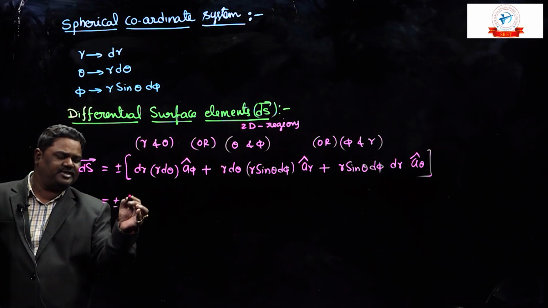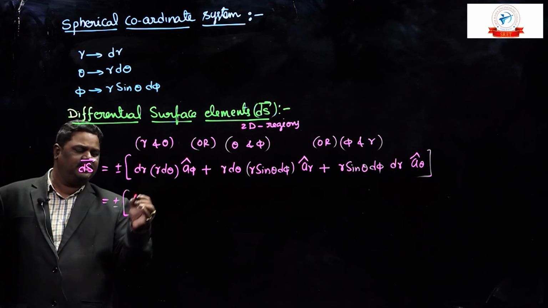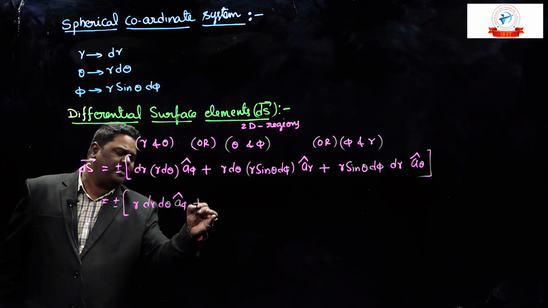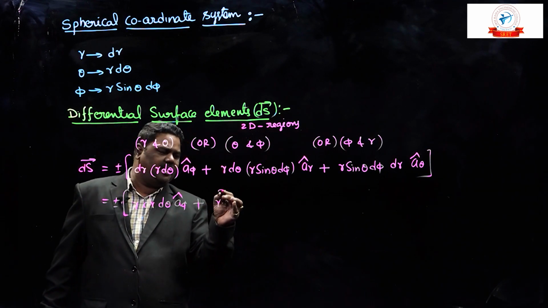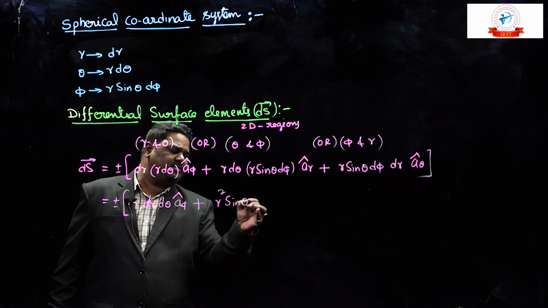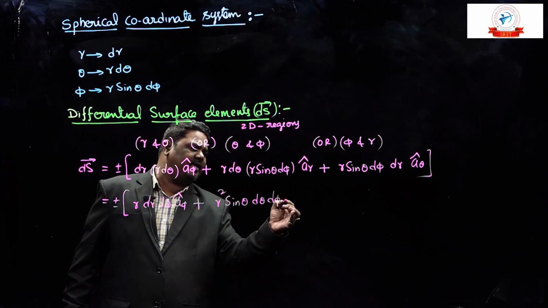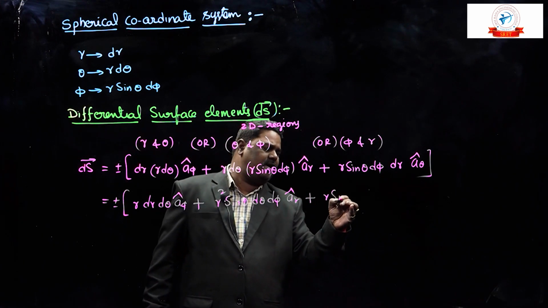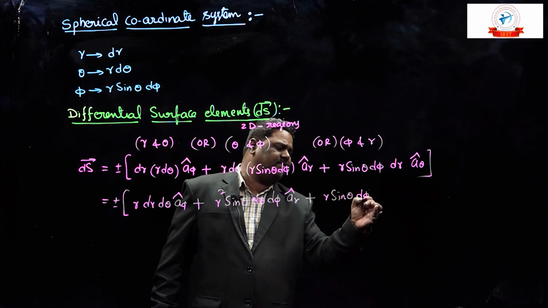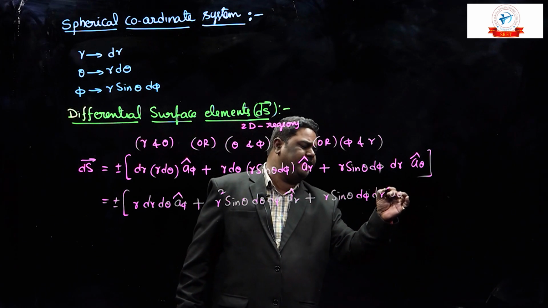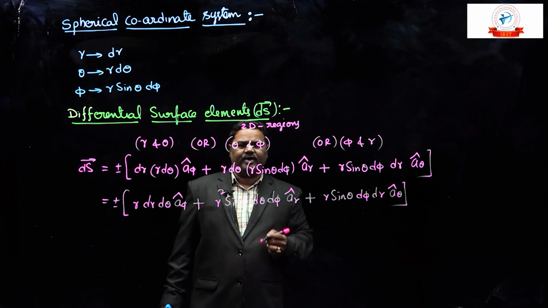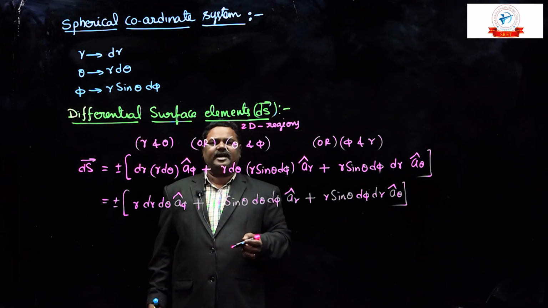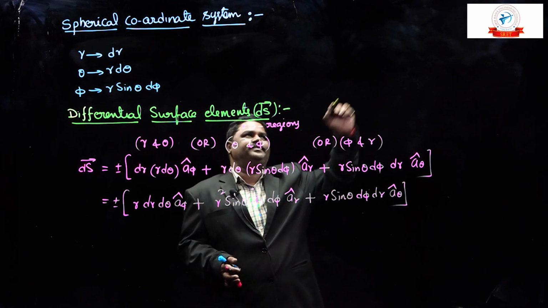So now the differential surface elements in the spherical coordinate system are r dr d theta into a phi cap, or r square sin theta d theta d phi into r cap, or r sin theta d phi dr into a theta cap. So this is the way we can write down differential surface elements in the spherical coordinate system. Similarly, let us write down the differential volume element.